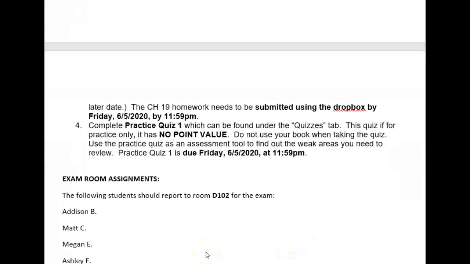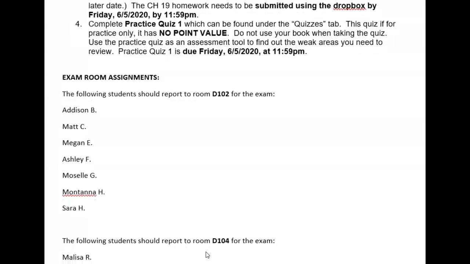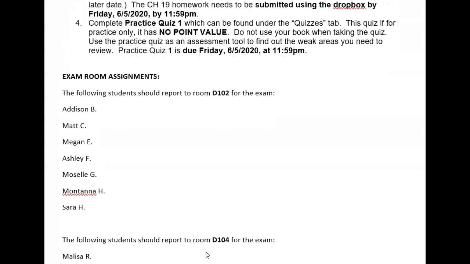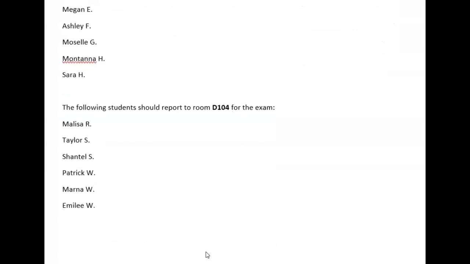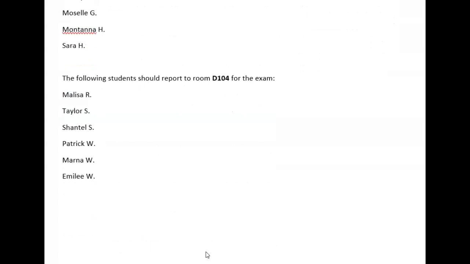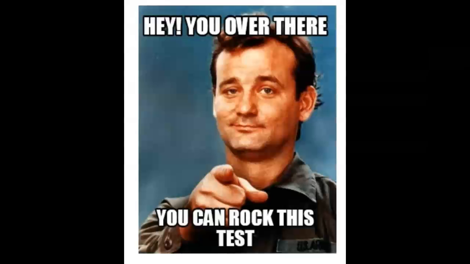So room assignments, we're going to be having our exams in D102 and D104. So you can see with the week 3 plan which room you've been assigned to.